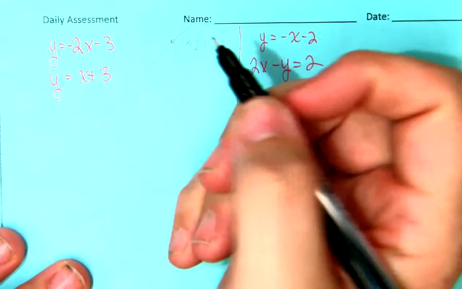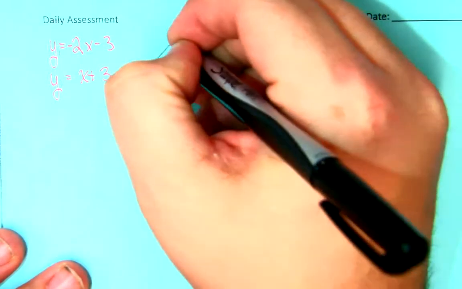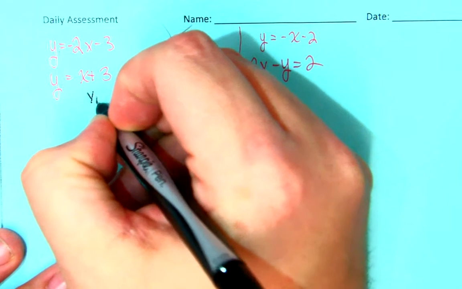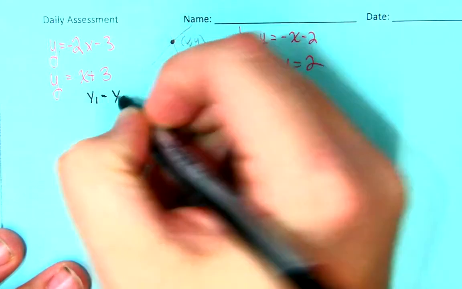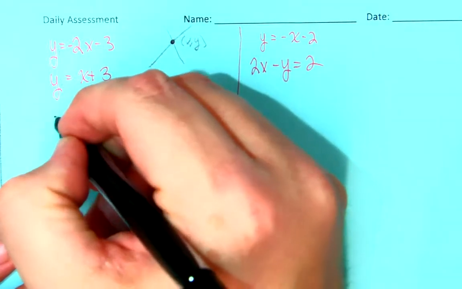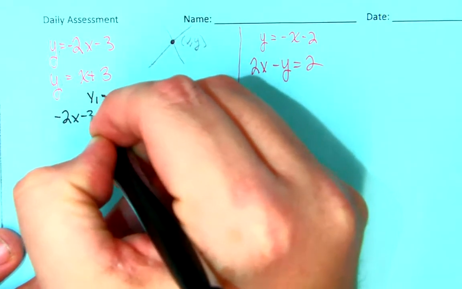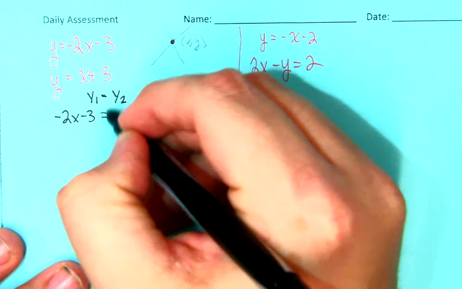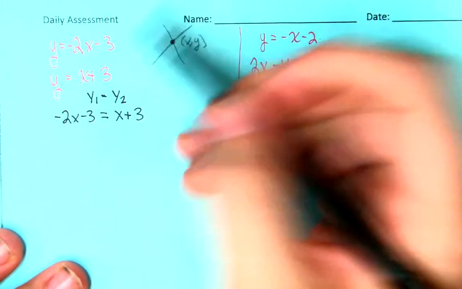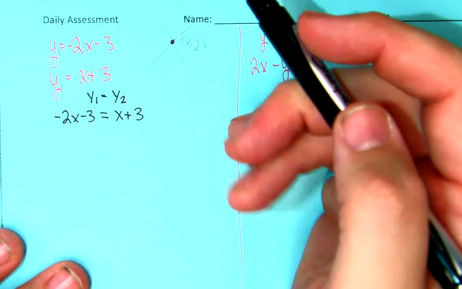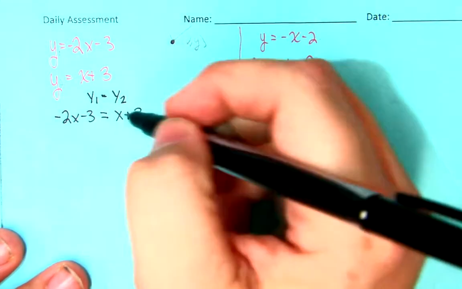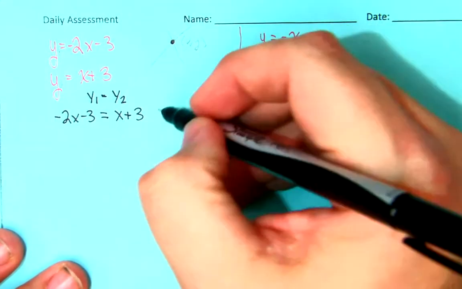So now, if that's the case, and since we're looking for this point right there, we can say that y1 is equal to y2. And whenever you have y equals and y equals, the easiest thing to do is just set up negative 2x minus 3 is equal to x plus 3. Because in this case, that's what we're going to end up with. Those y's have to be the same value. So now, we solve for x.